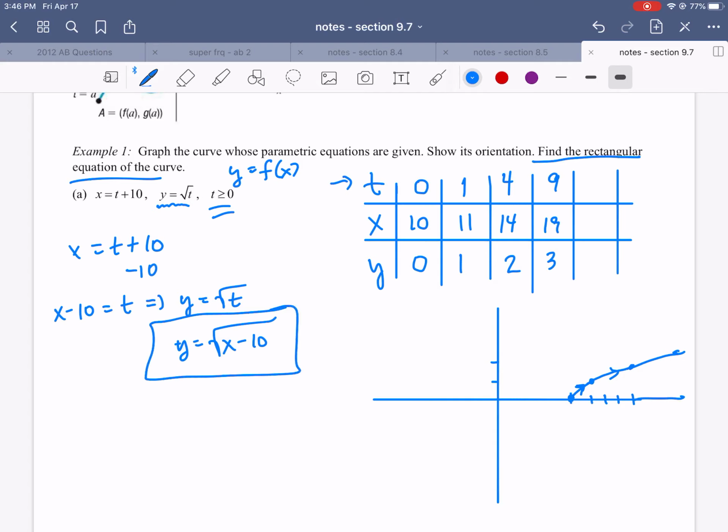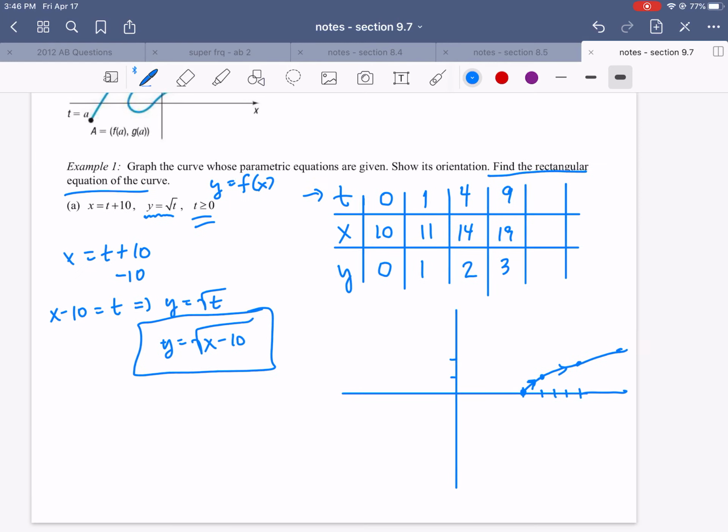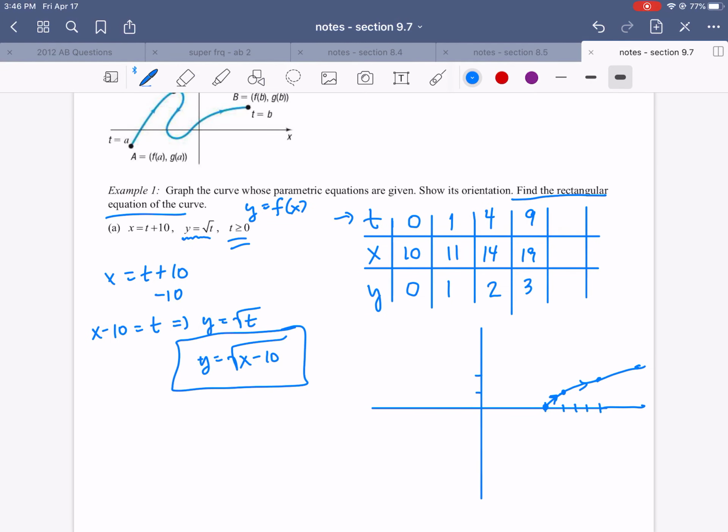And notice that this is a square root function. It would have been shifted over 10 to the right. And you can see here that, remember, this was the point 10, 0. So this is exactly the graph of a square root function that has been shifted 10 to the right.